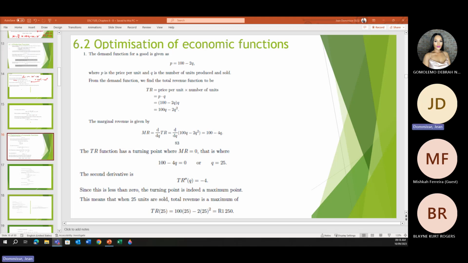So let's continue. The second part of this chapter looks at optimization of economic functions. So again, we have actually done it. Now we just call it something different. And I think that is sometimes where, in DSC 1520, a lot of the things that we do are repetitive, but we call them different names. And that becomes very confusing when you sit in the exam situation and you actually know what to do, but now suddenly we call it something different.